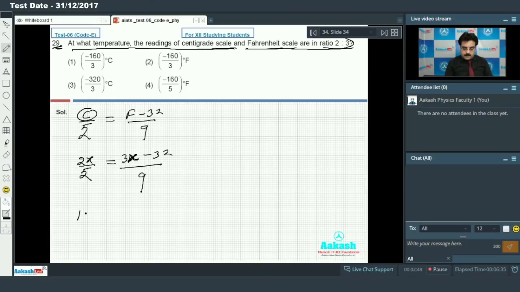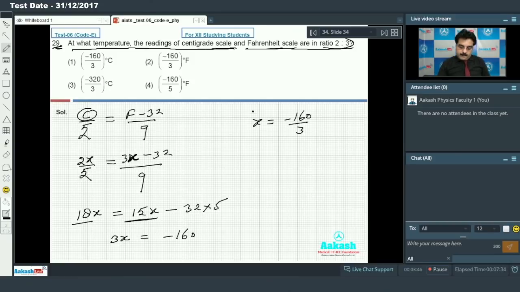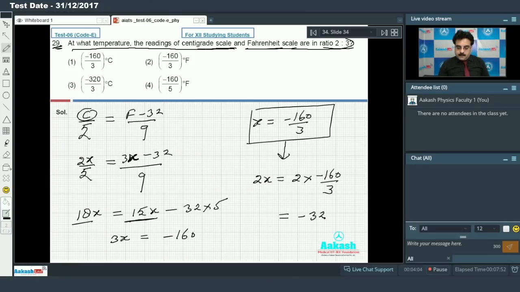If I take cross multiplication, 18x equals 15x minus 32 into 5. So 18x and this is 15x, on solving we get 3x equals minus 160. So x is equal to minus 160 by 3. According to the problem, the centigrade scale is 2x, and if I place the value of x as minus 160 by 3, we get minus 320 by 3 degree centigrade. So we can say my option number 3 is correct.